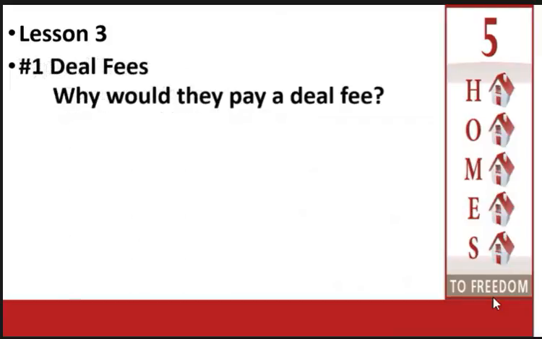So the question is, and I know a lot of people are thinking this, why would anybody pay a deal fee? Well, you have to think of who are the people that you are presenting these opportunities to. These are people who don't have the education about doing this. They don't have the knowledge about it. They don't have the means to do it. In other words, they don't have the time, the energy, or whatever the case.